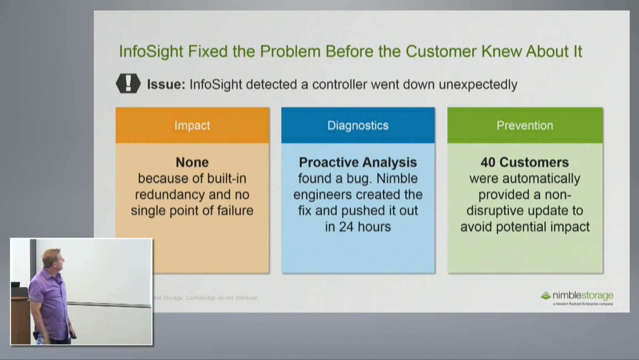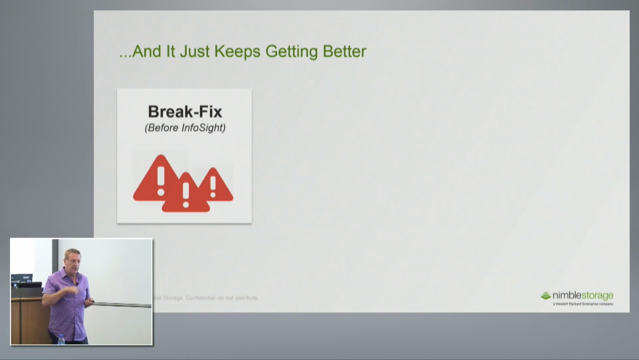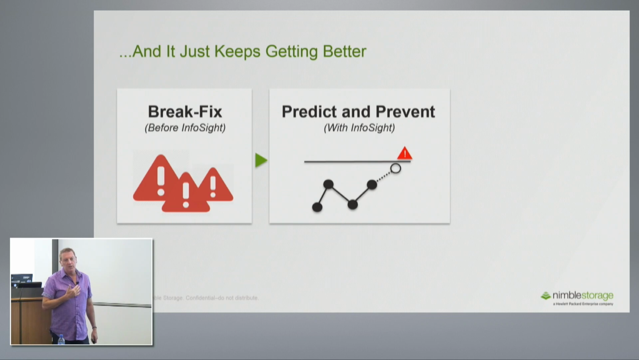So I'm not going to go over all of this particular one. I'll suffice it to say that before InfoSight, most case automation and support in general was break fix in nature. Something broke, you called people, you went through that horrible cycle, and it got worked. We're now at predict and prevent. It's entirely our philosophy from day zero at Nimble.